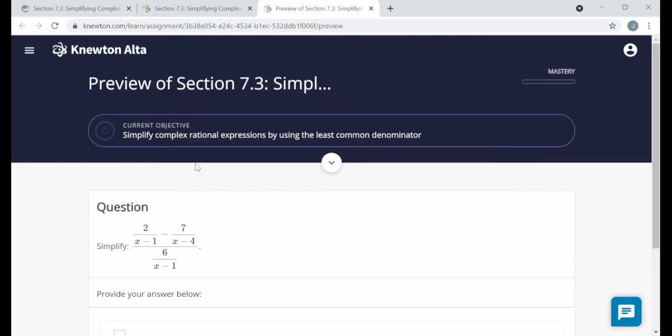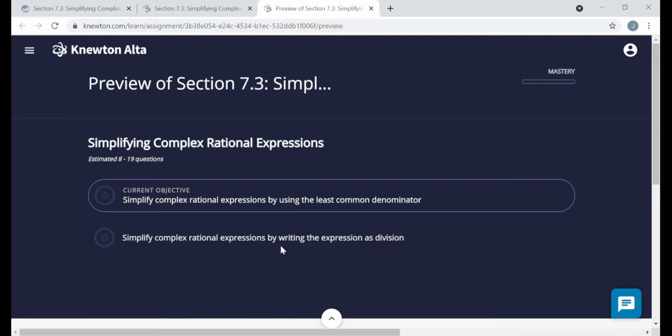Okay, so here's the assignment page. You will not see the words preview of, you'll just see the title of the section, title of the assignment, the mastery bar telling you how far along you've gotten in the assignment, the objectives, and this section has two objectives that go over two different methods of simplifying complex rational expressions.